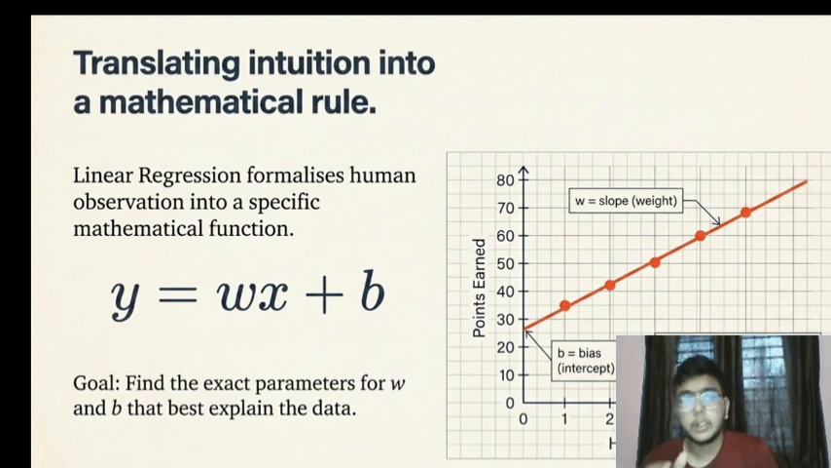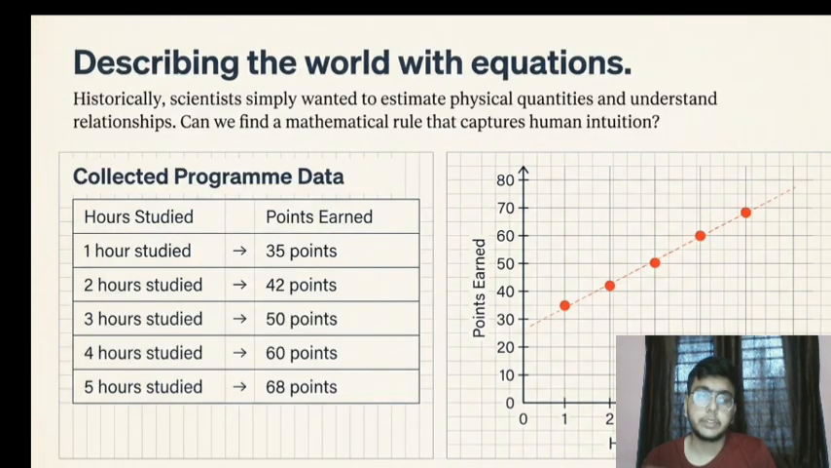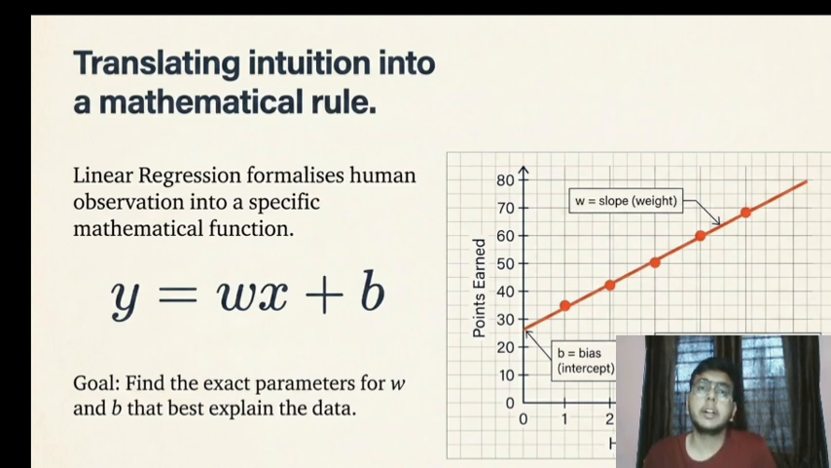When you see the equation, the first doubt is: in the data we have studied hours, meaning input x, and points, with output y. We have x and y, but in this equation there are two other undefined quantities, w and b. How do we find them? w and b can be any combination of real numbers like 0.5, 0.2, 0.3, 0.9. So how do we find the best values of w and b? Our goal is to find the exact parameters w and b that best explain the data.